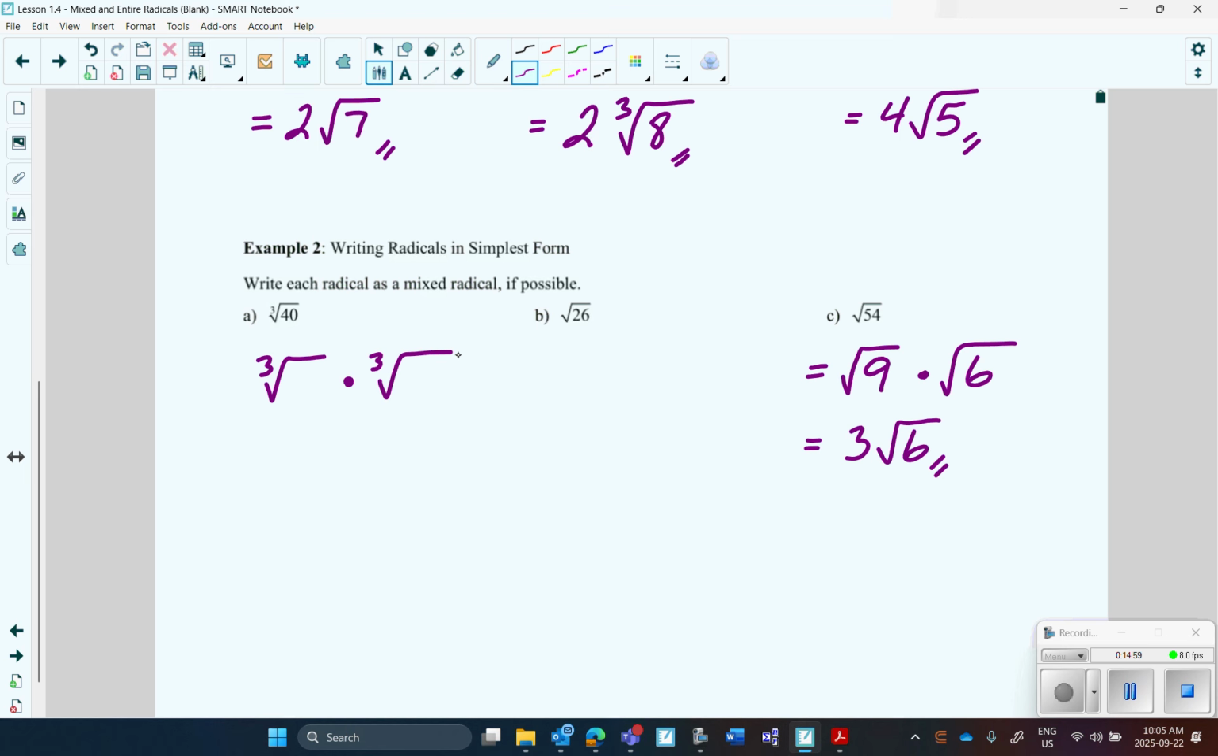So look at your perfect cubes. Which one goes evenly into 40? Look at your perfect cubes. 8. Which means this must be 8 times what? It's 40. 5. Why did I do that? Because I can do the cube root of 8 exactly. What times itself gives me 8? 2. Cube root 5. Done. Okay?